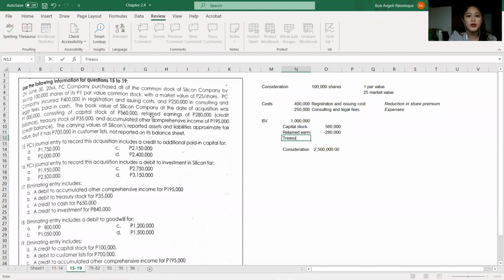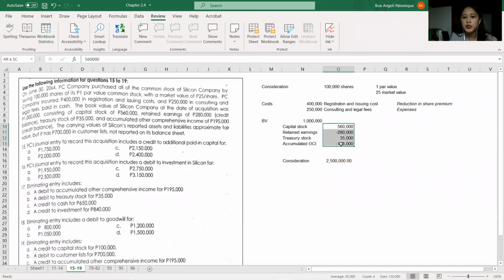So, treasury stock, 35,000. Accumulated OCI, 195,000 na credit. Tapos, kung makikita nyo, hindi siya babangga eh. Hindi siya 1 million. Pero, yung binanggit lang niya is yung mga RE account, ay mga equity accounts.